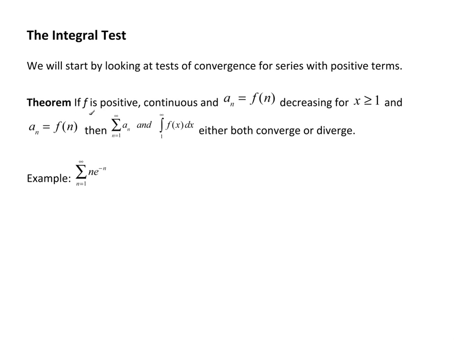So if f(x) is a positive and continuous function, and a_n equals f(n), which is decreasing for x greater than or equal to 1, then the infinite series, n equals 1 to infinity of a_n, and the integral from 1 to infinity of f(x) dx either both converge or both diverge. Whatever they do, they're going to do it together.